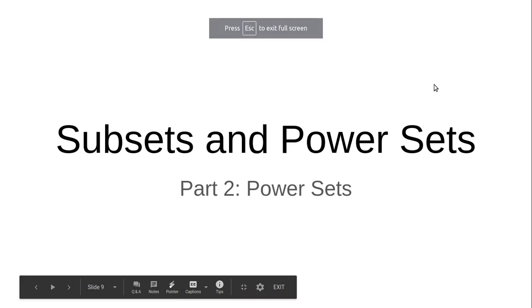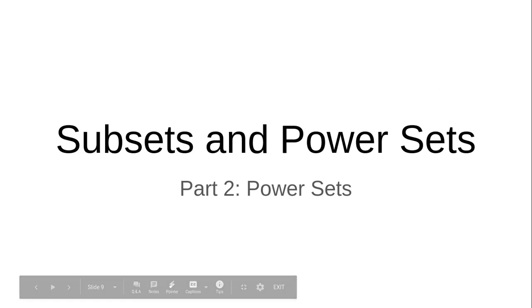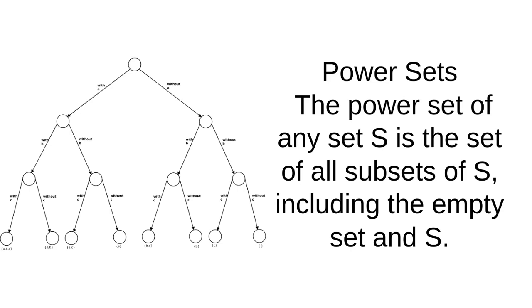This is part two of subsets and power sets, on power sets. What is a power set? A power set is a set of all the subsets that we can make. We're going to go through a process today about how to make all of the subsets, and this includes the empty set. We're also going to find out how to count the number of subsets. So let's go ahead and get started.